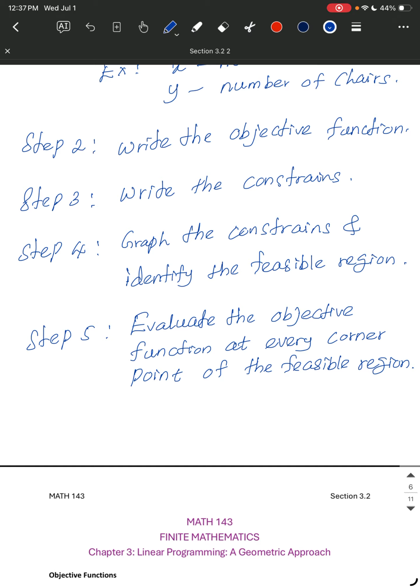So this process works for every linear programming problem in this course. I hope you remember the feasible region. The feasible region is the region where all the constraints, all the inequalities, are satisfied.